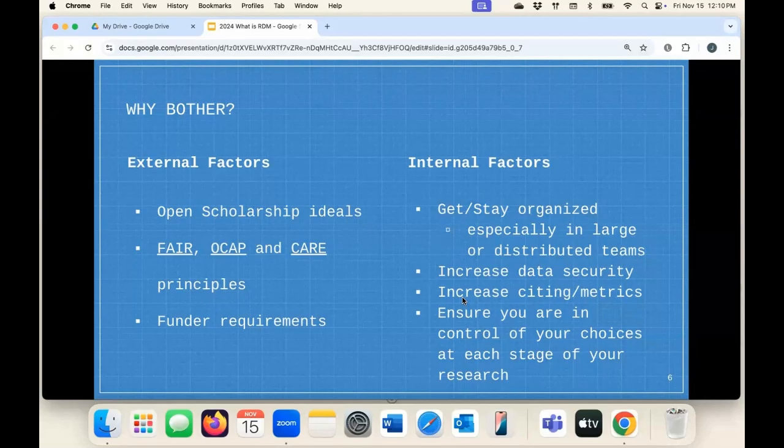It can increase your citing and metrics. So if you're a new researcher, if you're concerned about promotion and tenure, things like that, or getting a job after your master's degree, it can help you get some more traction in terms of readers and users of your work. And it really helps to ensure that you're in control of your choices at each stage of the research. So thinking about these things as early as possible means you're not going to close a door that you weren't anticipating to be closed.